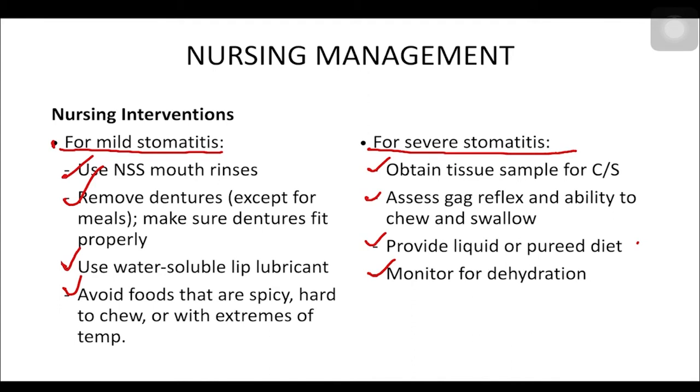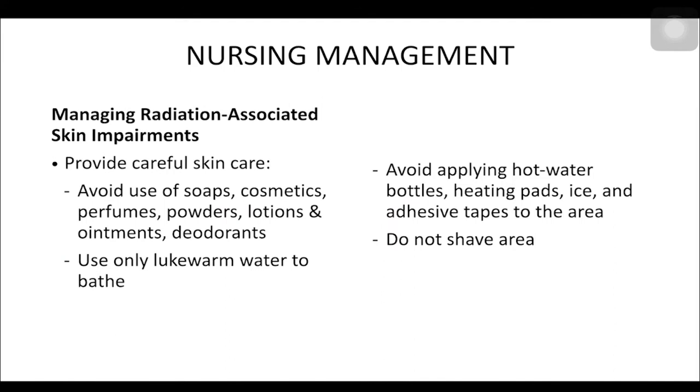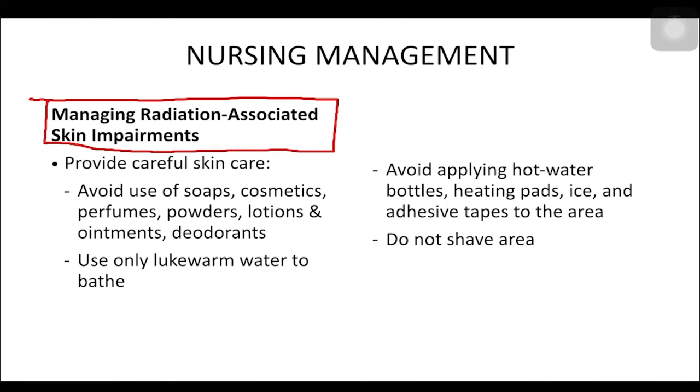Next one. We talked about chemotherapy in passing. Managing radiation-associated impairments. Provide careful skincare. So avoid the use of soap, cosmetics, perfumes, powders, lotions, ointments, and deodorants. Usually for people who have undergone radiation-associated skin impairment, chemicals react to chemicals. Just remember that. So when the patient has undergone radiation therapy, let's ask the patient to avoid using soap, cosmetics, perfumes, powders, and ointments or deodorants that may react to the radiation therapy.